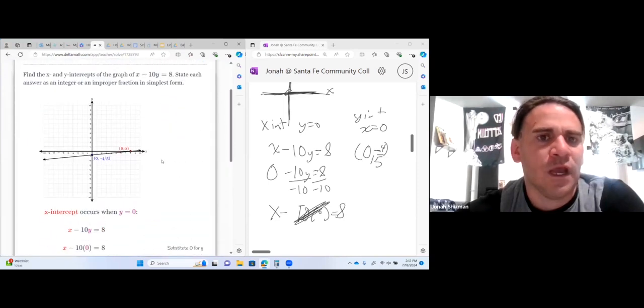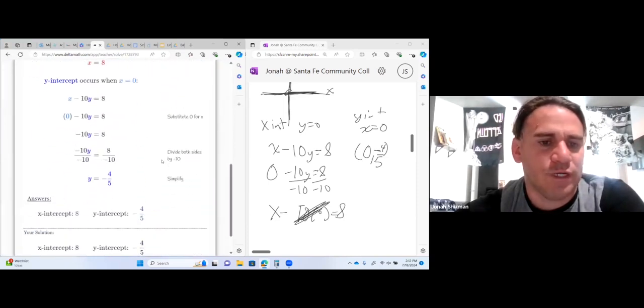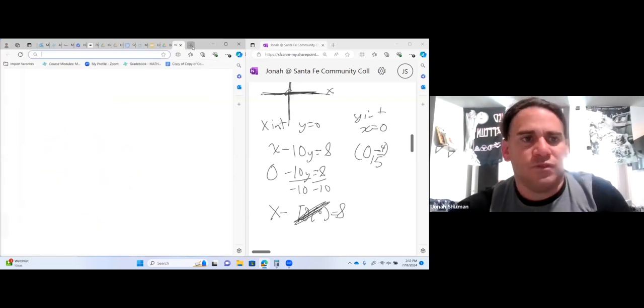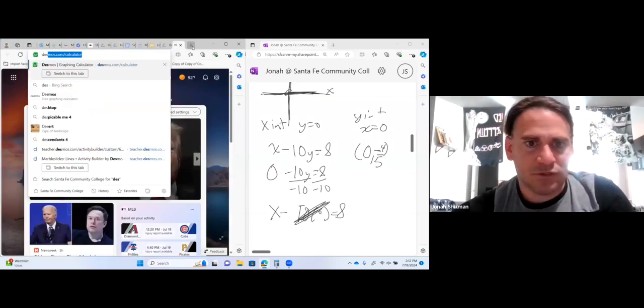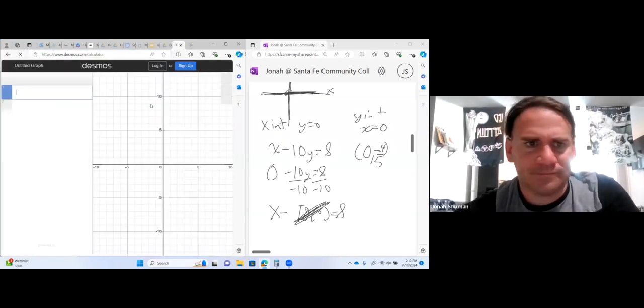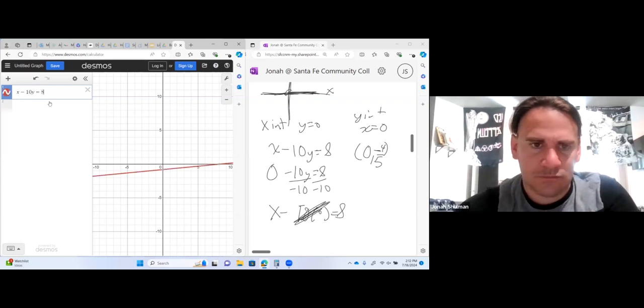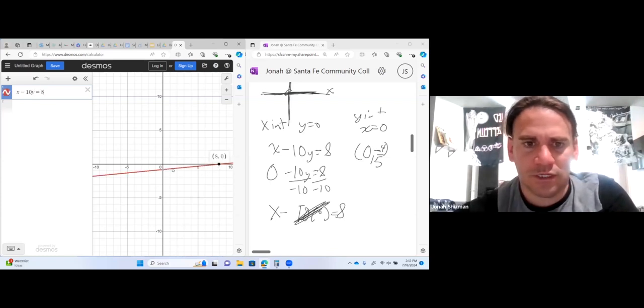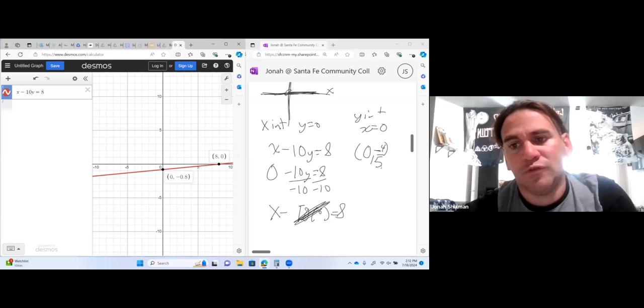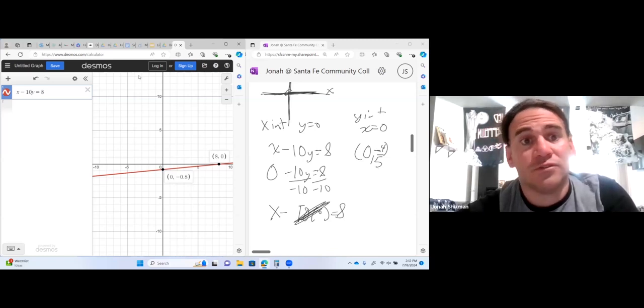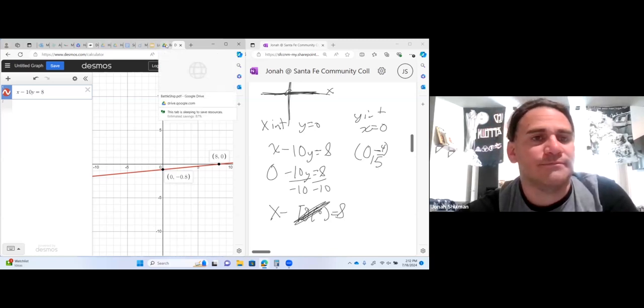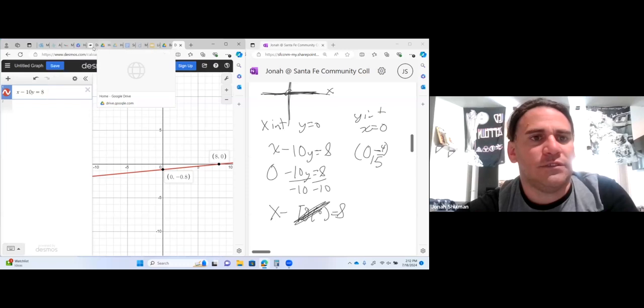Ta-da! Graphically, algebraically. You can just type these into Desmos and have your students check with it. So our equation is x minus 10y equals 8. There it is. There's the one intercept. There's the other intercept. If you do 4 divided by 5, you get 8/10 or 0.8. All right, let's keep on going.